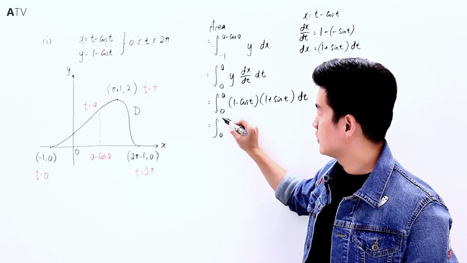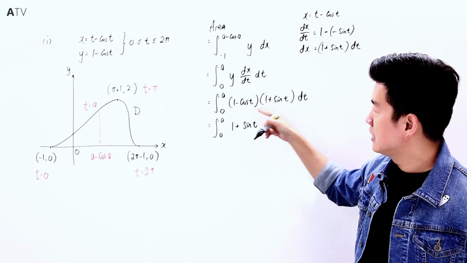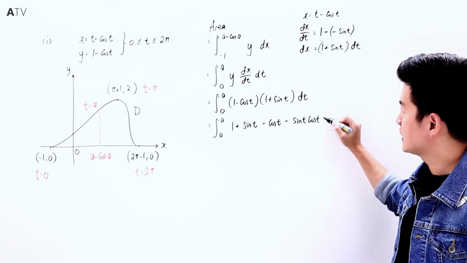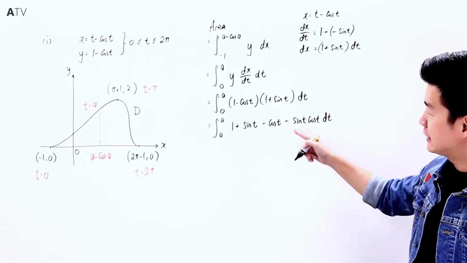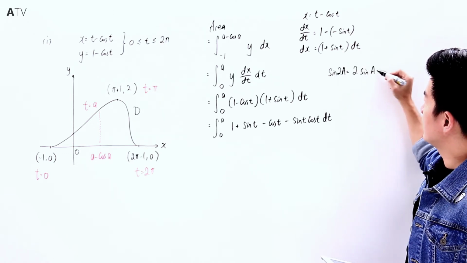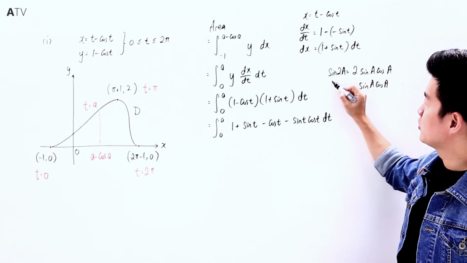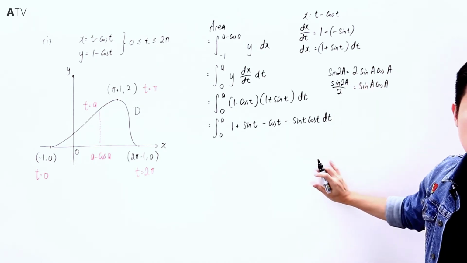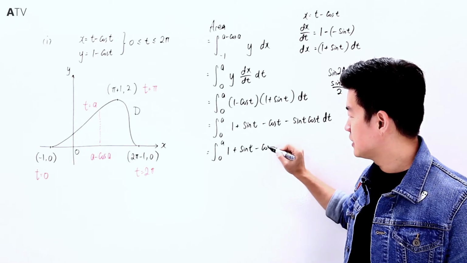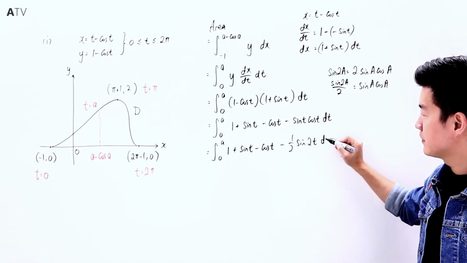Let's try to integrate this from 0 to a. If I were to expand this, 1 multiplied by this is 1, plus this multiplied by this is sine t. This and this will be minus cosine t, and this will be minus sine t cosine t dt. I'm going to make use of a trigo identity to re-express this, and the identity that I'll be using is sine 2a is equal to 2 sine a cosine a, which means that sine a cosine a, which I'm seeing here, will be able to be re-expressed as sine 2a divided by 2. So let's continue to manipulate this from 0 to a, 1 plus sine t minus cosine t. This I'm going to re-express as half of sine 2t dt.